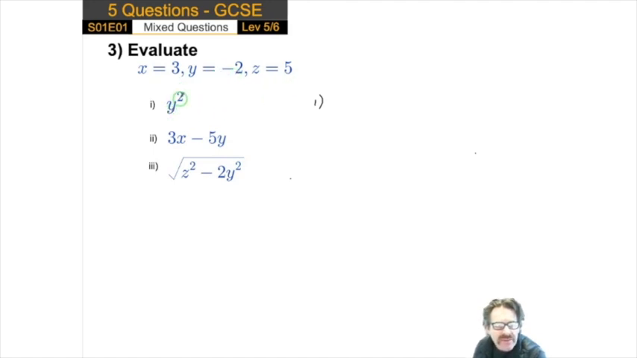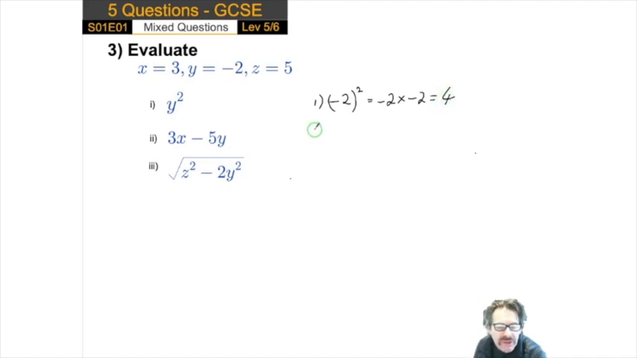It's negative 2 squared. When we square something, we multiply that number by itself. So it's minus 2 squared, which is negative 2 times negative 2. And a minus times a minus is a plus. You should know that. So minus 2 times minus 2 is going to be plus 4. If you put negative 4, you would get no marks at all. You'd be 8 away from the actual answer, which is 4. So very important you get the sign right.